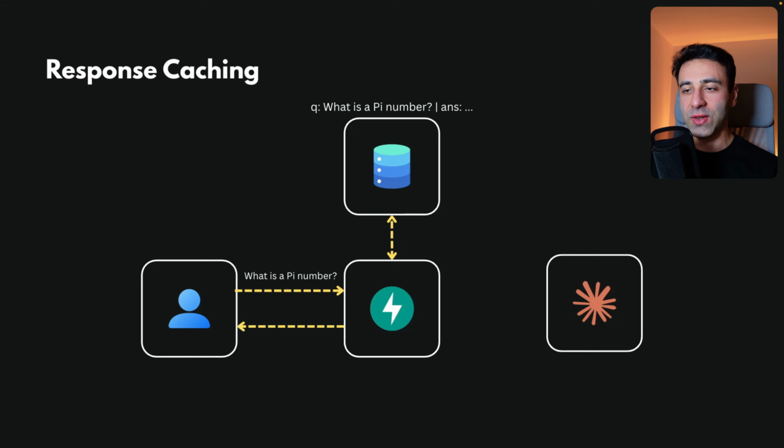Now, a cool thing here is though that we can also vectorize this, because now it's going to be semantic caching and not just response caching. Semantic caching means that the question does not have to be what is a pi number. It can also be what does a pi number mean, or what's the meaning of pi number? Meaning these sentences are semantically similar. And by the way, I have a video on vector databases. Go check it out if you want to learn more about this.